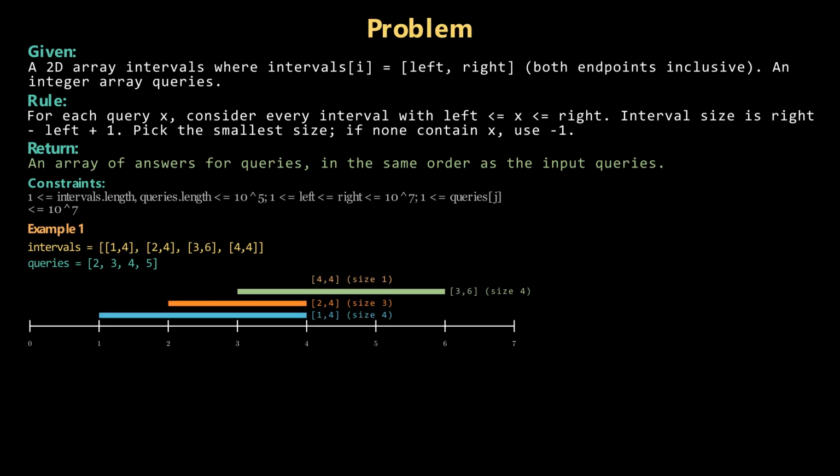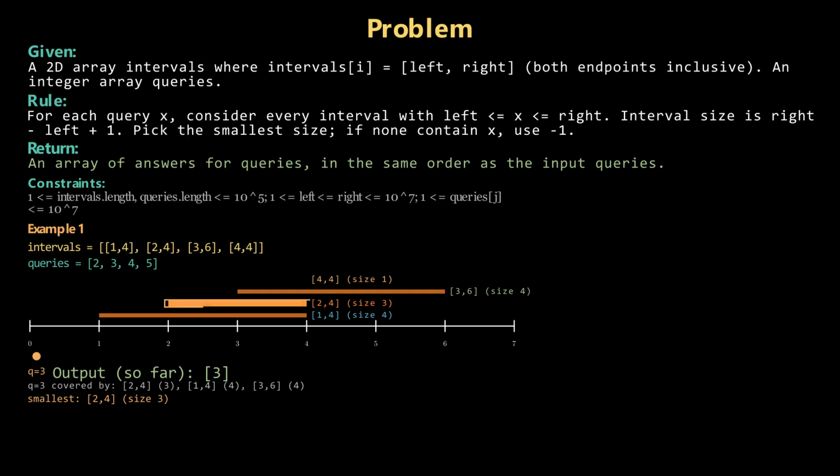Example 1, intervals [1,4], [2,4], [3,6], and [4,4], queries 2, 3, 4, and 5. Query 2 lies in [1,4] and [2,4]. Compare sizes 4 and 3. Pick the smallest, [2,4]. Query 3 lies in 3 intervals. Compare their sizes. Smallest cover is still [2,4], size 3.